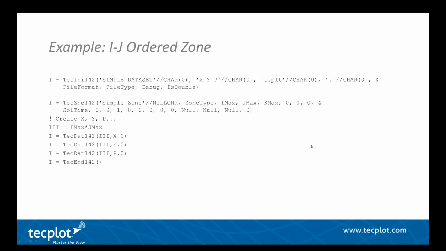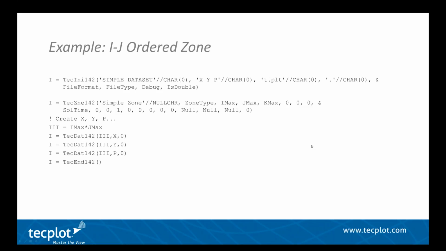The next parameter, solve time, is a double precision number that gives you the solution time of the zone. And the remaining parameters, the zeros, the 1, the nulls, those are all more advanced features that are not required for this particular example. They relate to variable and connectivity sharing and a few other things. So we'll just set those to default values.